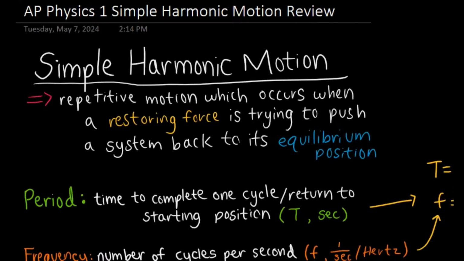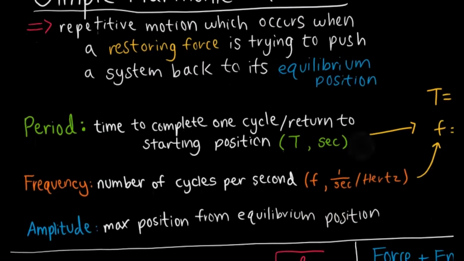It's whenever you have a repetitive motion, and it's going to occur because of a restoring force, which is always trying to push the system back to its equilibrium position. So in these examples, you'll see conservation of energy, negligible friction, and stuff like that.